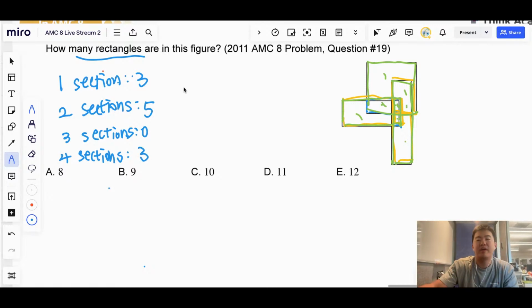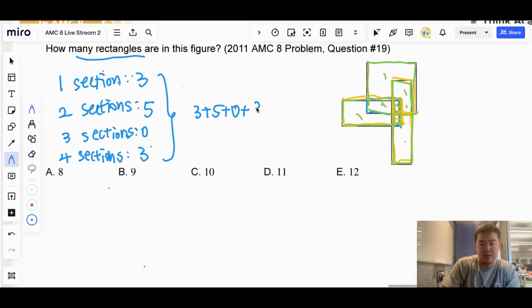And do we have any rectangles that are formed by more than 4? No. The largest number of sections that can be put into one rectangle in this problem is 4, right? You can check yourself, but you should get 0. So if we add up all these different cases, we have 3 plus 5 plus 0 for the third type and plus 3. So that's 8 plus 3, which is 11. We are choosing option D, okay?